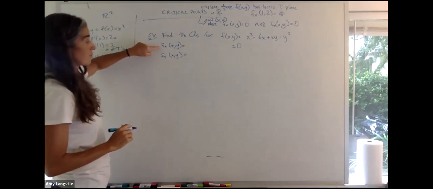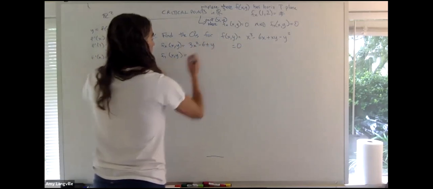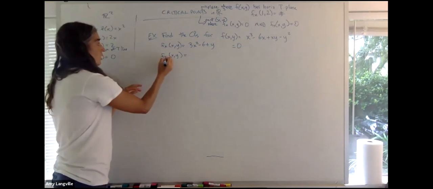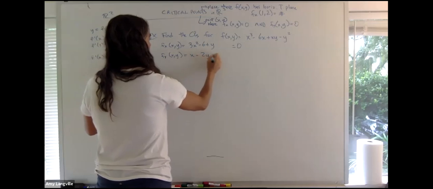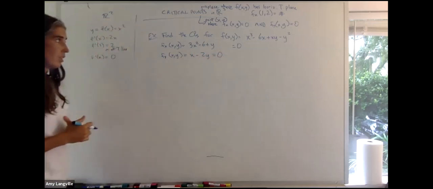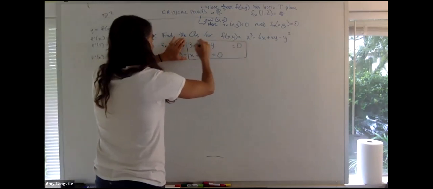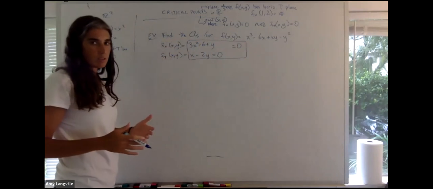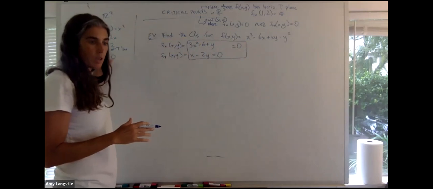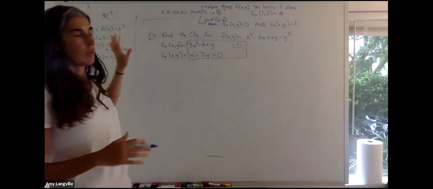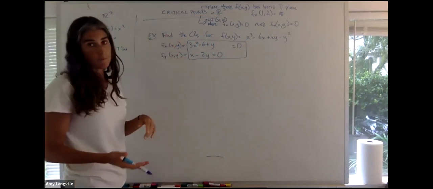So f sub x is going to be 3x squared minus 6 plus y. f sub y is going to be x minus 2y, and both equal 0. Okay, now what you're left with, what's in the box here, is what's called a system of equations. You've seen these before when you tried to find points of intersection back in R2, points of intersection of lines. So we have 2 equations and 2 unknowns, and so we can solve this.